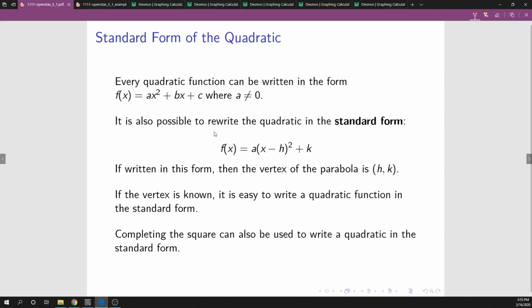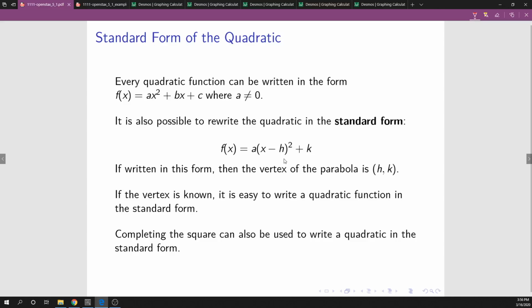So what is the benefit of the standard form? Why would you want to write it like this? Well, if you have a quadratic written in the standard form, then (h, k) is the exact vertex of the parabola. So it makes it a little easier to pick off the vertex if it's written in this form. The downside is it takes a little bit of work to write it in this format.